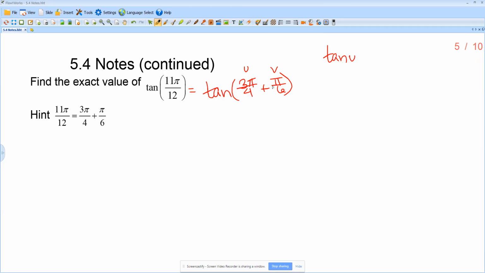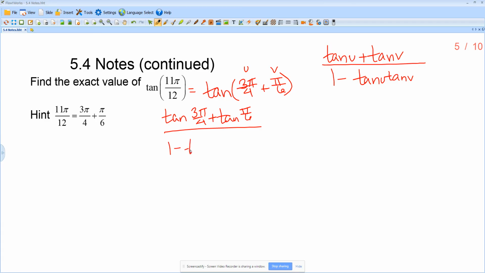Here, I have addition, so I keep addition on top, plus tangent v, over 1 minus the product of tangent u and tangent v. So with that in mind, now all I have to do is substitute that in and keep in mind the unit circle. So the tangent of 3 pi 4ths plus the tangent of pi 6ths over 1 minus the tangent of 3 pi 4ths, the tangent of pi 6.